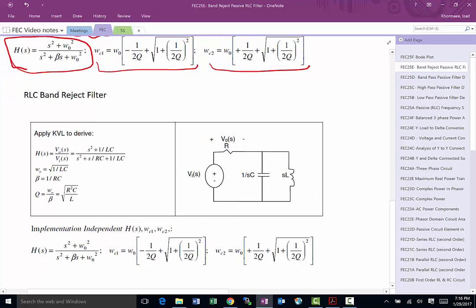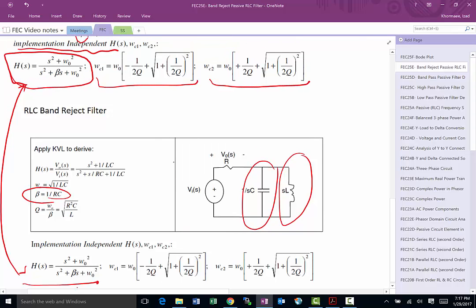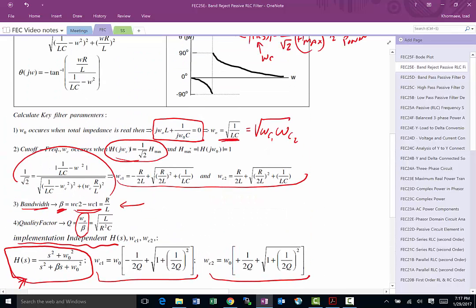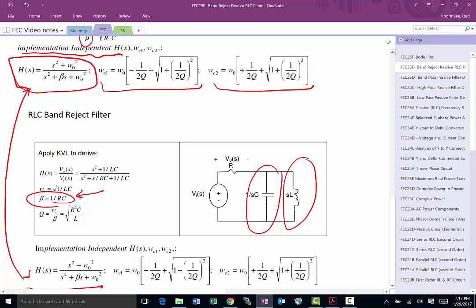Another way we can do a band reject filter is to have the C and the R in parallel, and then we get the voltage across the R as the output voltage. We go through the process, solve it, and you notice that this equation is identical to the one we found for the series. The only thing that is different is that the bandwidth beta is 1 over RC, where in the series case it was R over L. So that's the only difference between the two when you're actually doing the calculation.